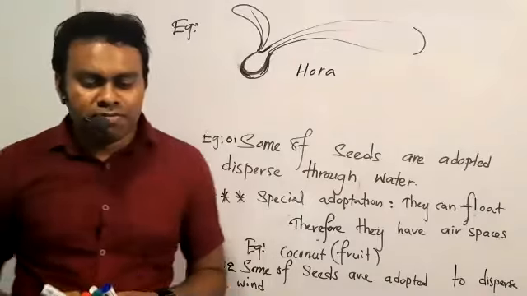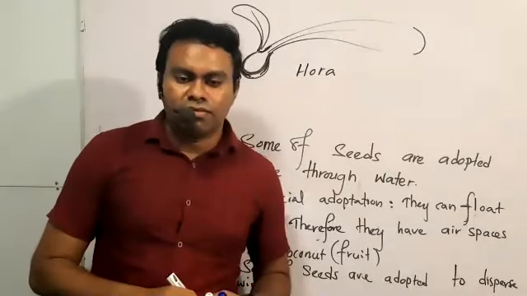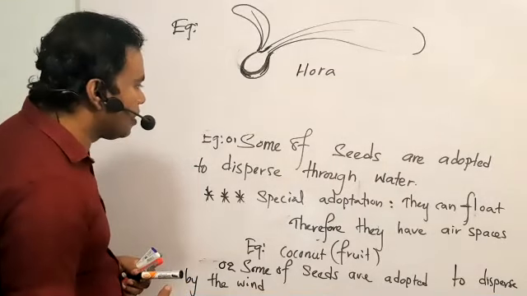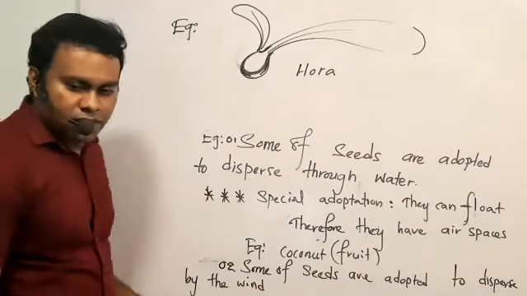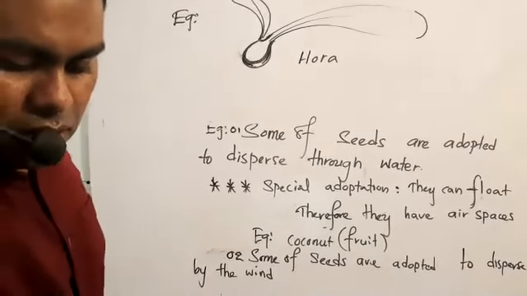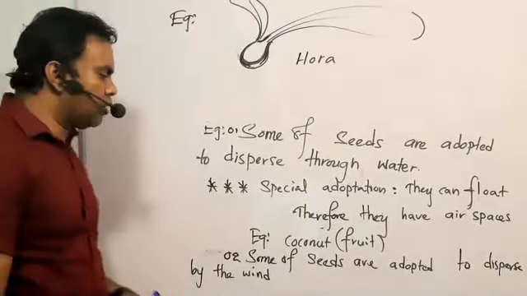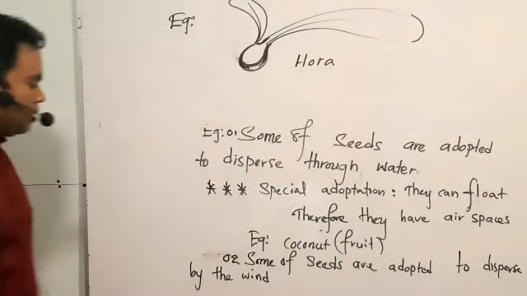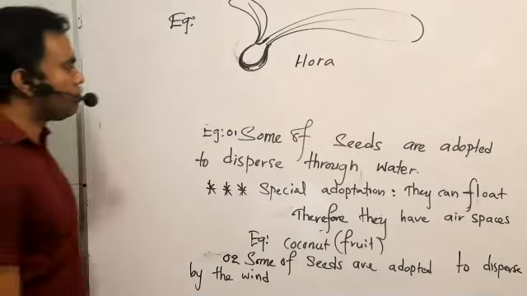Excuse me, sir. Yes, tell me. Sir, I can't see "some of the seeds are adapted". Yes, some of the seeds are adapted to disperse through water here. You did not write that. No? Some of the seeds are adapted to disperse by the wind.